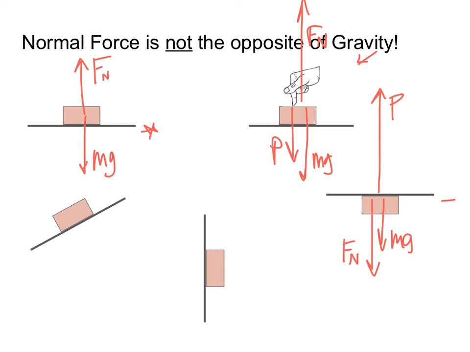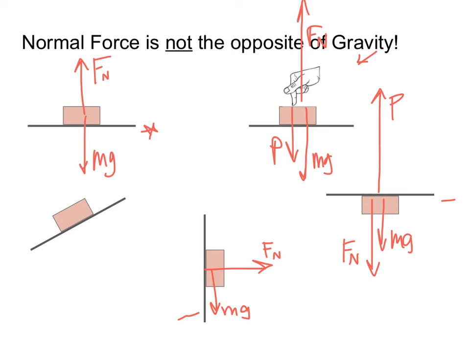This situation here, where we have an object that's perfectly vertical on a vertical surface instead, our normal force would point to the right. Here's a really odd situation because weight is down. The normal force has absolutely no connection whatsoever to the weight. So that's something we'll have to get used to.